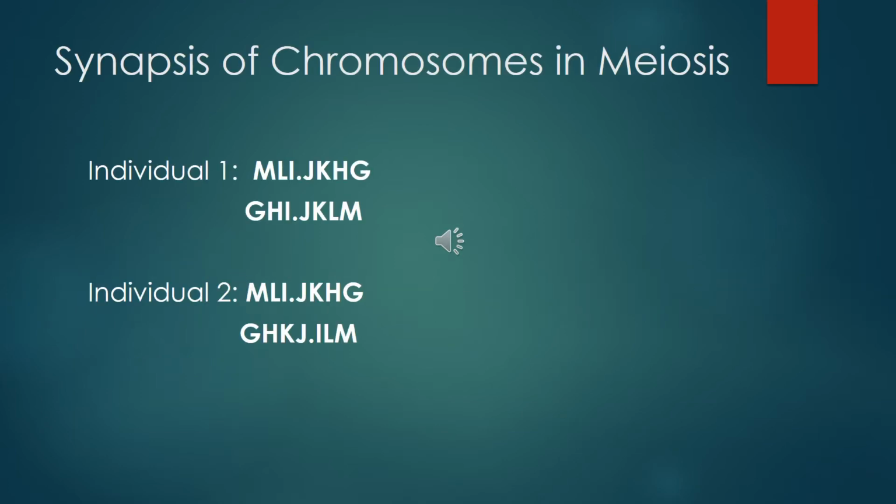For this video, I went with prompt 2 to explain synapsis of chromosomes and meiosis in 2 individuals. Individual 1 has chromosomes with the alleles MLI, JK, HG, and GHI, JK, LM. Individual 2 has chromosomes MLI, JK, HG, and GHK, JILM, with a dot representing the centromere. For both individuals, a crossover is occurring between regions J and K.